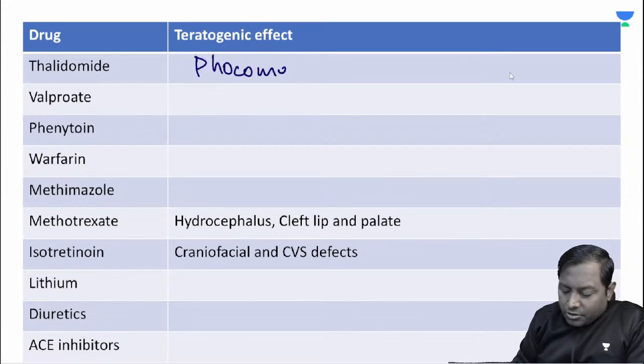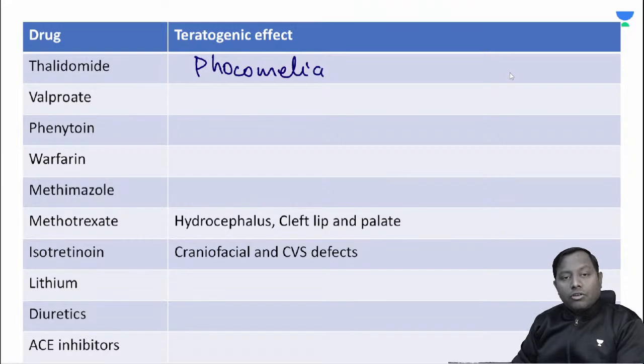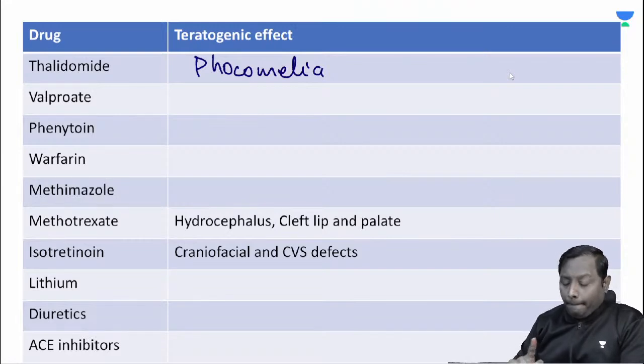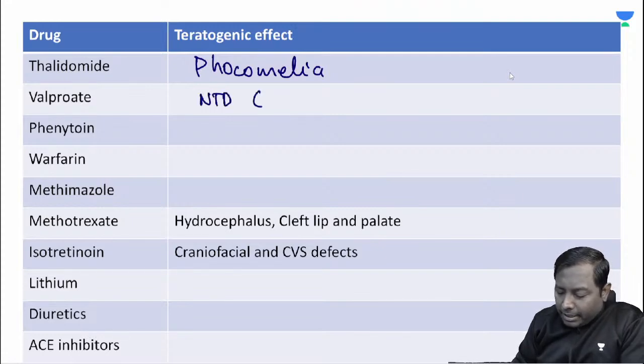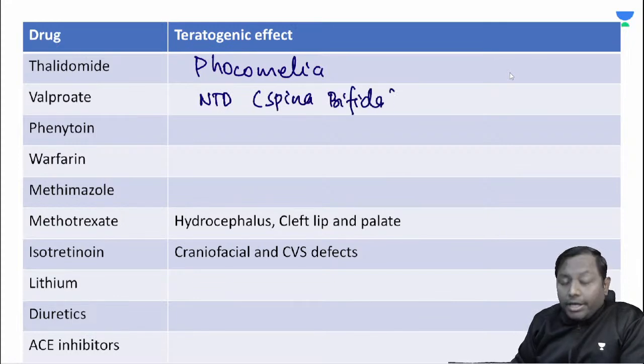So there will be absence of long limb bones. Remember, phocomelia. Have you seen the image? I'm pretty sure, and I'll be giving it in this PDF. When I share this, you'll be getting the images as well. Valproate will be causing spina bifida, one of the neural tube defects. What about phenytoin? This will be causing fetal hydantoin syndrome.